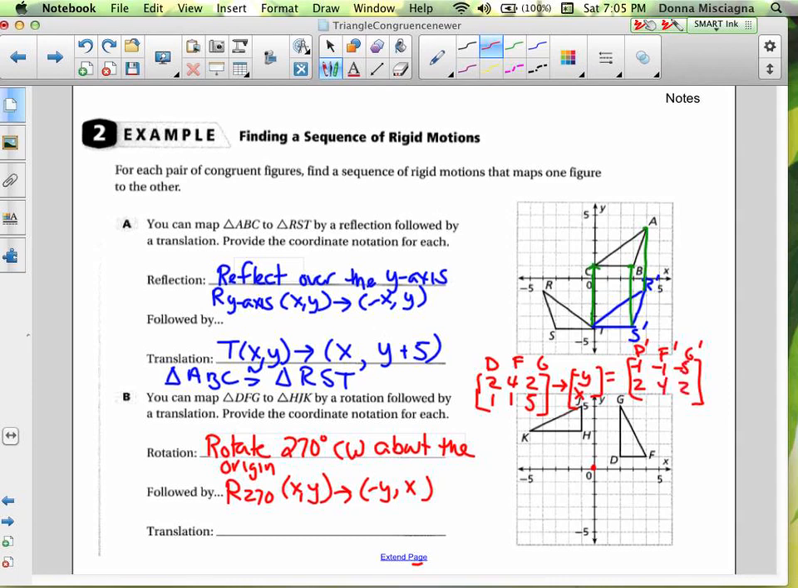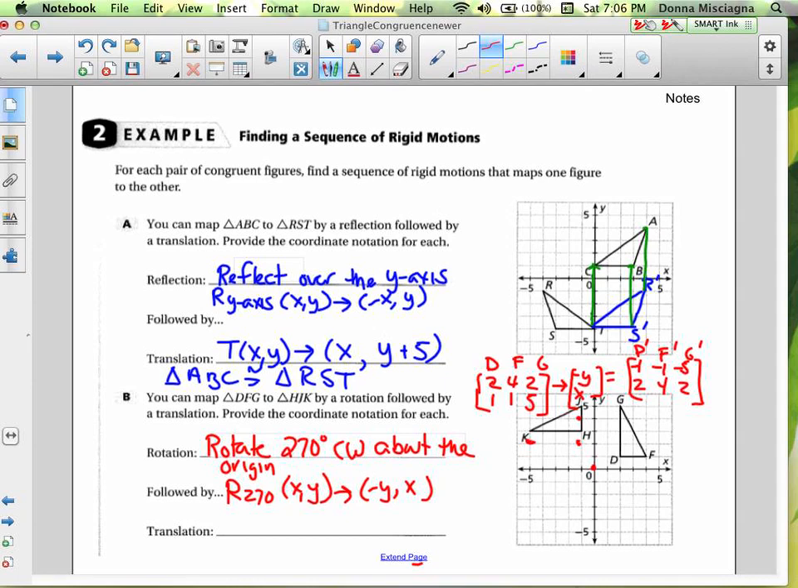And let's graph that. Right, so -1, 2, -1, 4, and that would be right here, and -5, 2, right here.